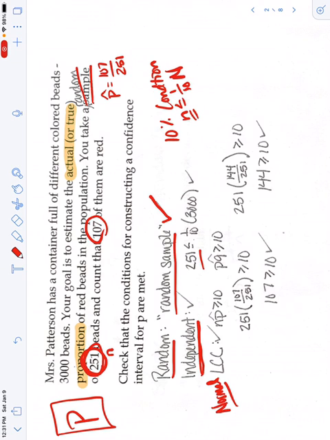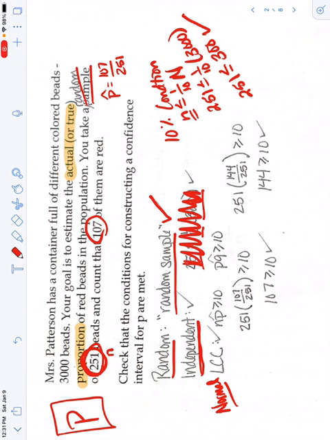So 251 is less than or equal to 1/10 of 3,000. For this problem, I actually know what my big N is. So 251, 1/10 of 3,000. And I know that 1/10 of 3,000 is 300. So 251 is smaller than that, not by much, but it is smaller than that. So I did a crappy job there. This is what I want to see for independent. I want you to tell me that it's the 10% condition. I want the formula, plug your numbers in, and then justify it with a check mark.